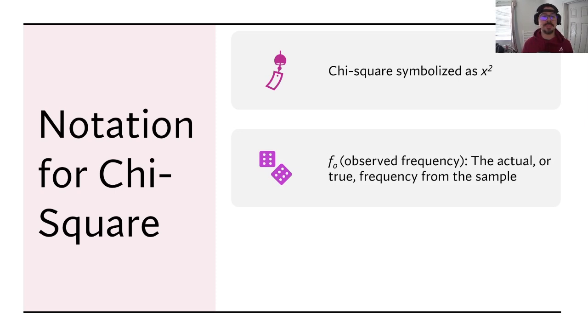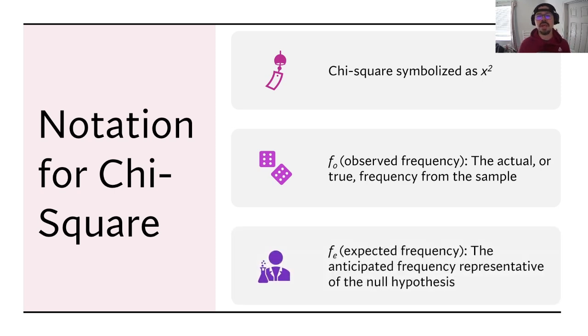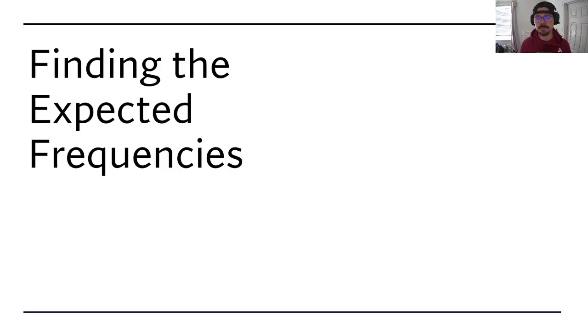We'll learn a little bit about what's called the observed frequency, which is one component of being able to determine significance within your chi-square test. Observed frequency represents the actual or true frequency from the sample. And we'll also learn a little bit about what's called the expected frequency, the anticipated frequency representative of the null hypothesis. The way that we calculate expected frequencies is going to look different based on which test we are conducting within chi-square.